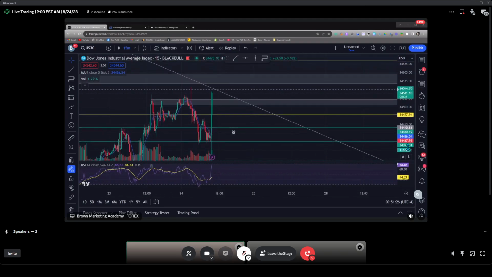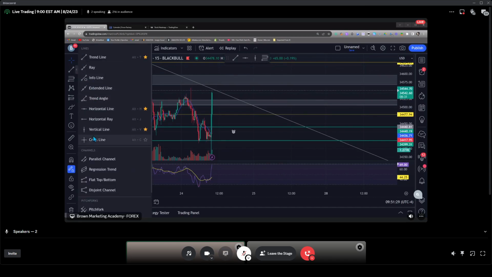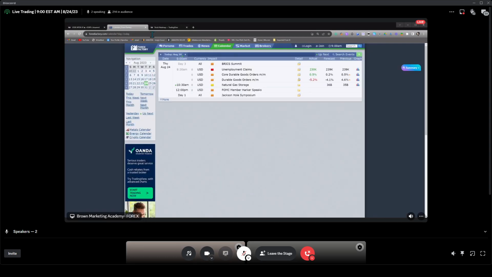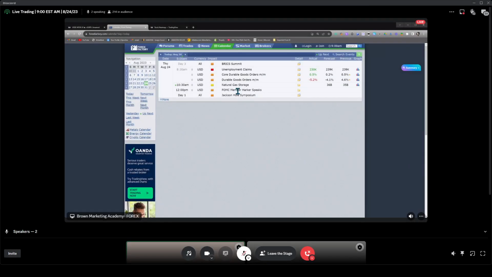So we know at noon, let me get a vertical line. Noon, right here, where that red line is, that's noon. We have this, right? FOMC member Harker speaks. If you're new to trading, basically, whatever FOMC members speak, traders stop trading and everybody listens because they want to know where interest rates are going to get set. Basically, it gives you an overview of the health of the economy and where the economy is going to go.